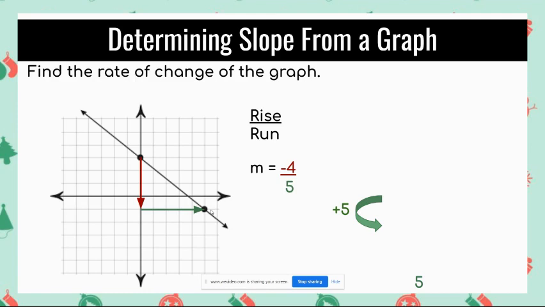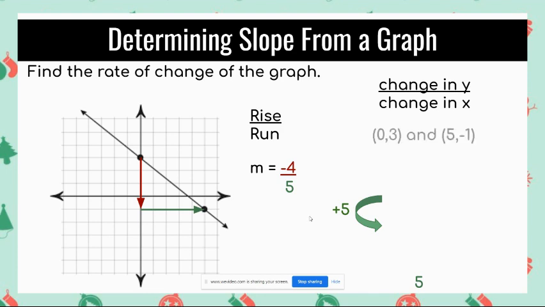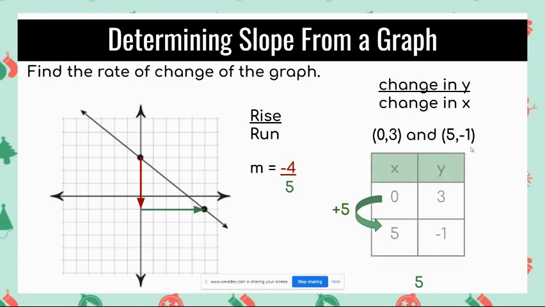Now, that is just one way to find the slope of a graph. If you don't like doing it that way, you can always do change in y over change in x and pick 2 points from the graph. Well, I'm going to pick the 2 they already gave me. So that's (0, 3), and then 1, 2, 3, 4, 5, -1. So (5, -1). And I can put them in a table.